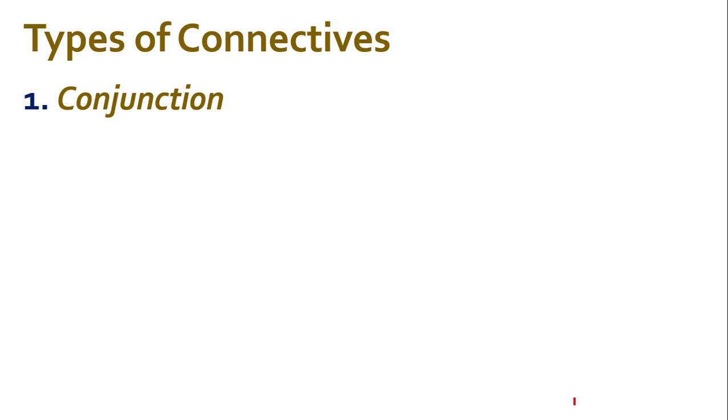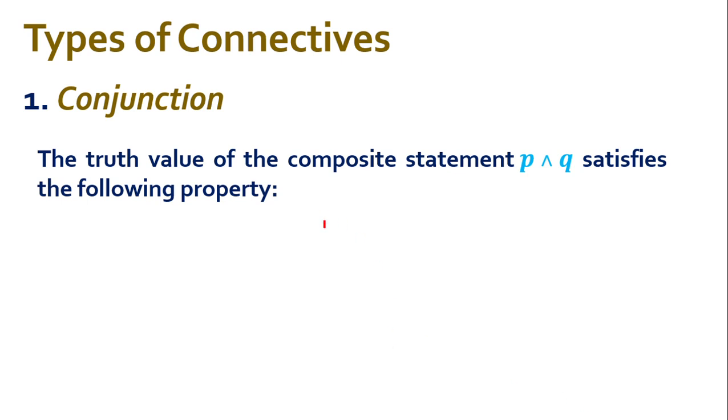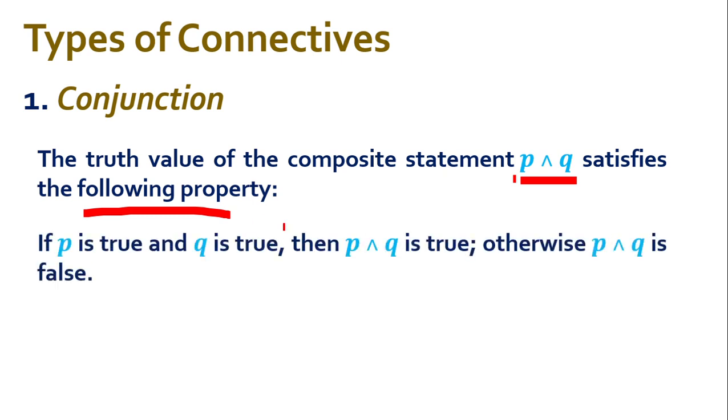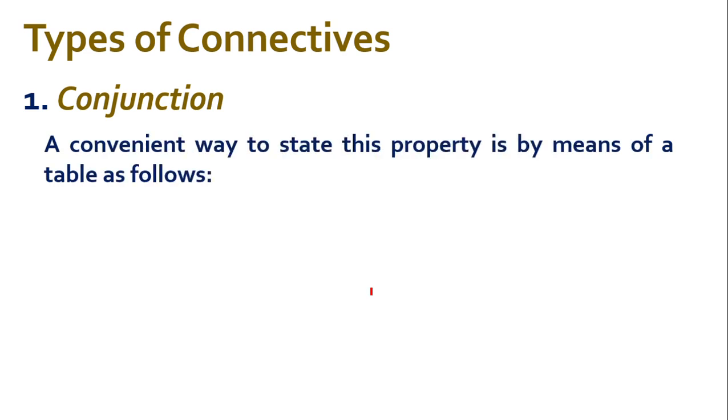Okay, next. So, the truth value of the composite statement p and q satisfies the following property. First, we have if p is true and q is true, then p and q is true. Otherwise, p and q is false. Diba? So, yan yung condition. Pero mas madali ito. Yan. A convenient way to state this property is by means of a table as follows.